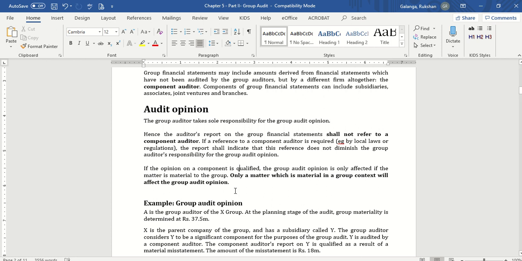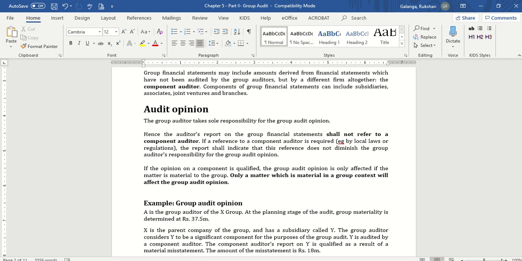But that will depend, right? It depends on whether it is material from the group's point of view. Suppose the group company's figures run into billions and the depreciation impact is only 10,000. If it is not material like that, this can be set aside, but if it is material, it has to be considered.